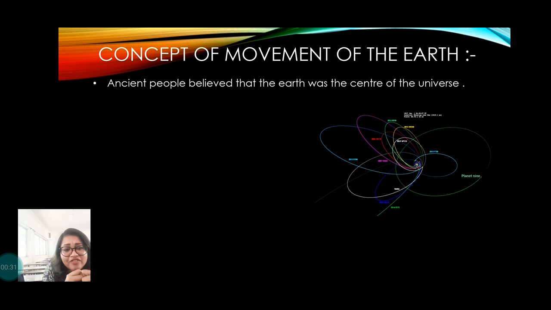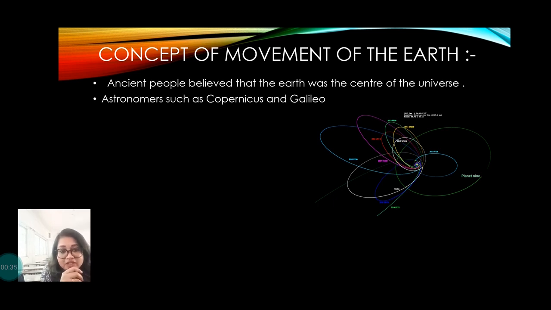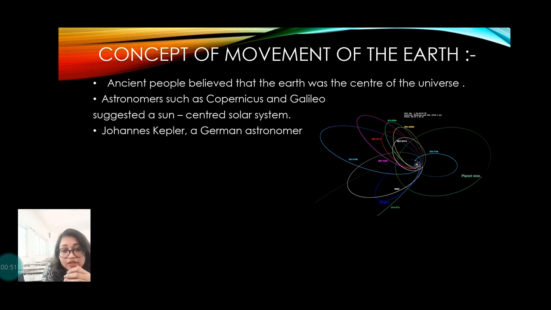At first, ancient people believed that the earth was the center of the universe. That means we are in the center, and all the other things rotate around us, right? And after that, many years before, Copernicus and Galileo suggested that no, we are not in the center. The sun is in the center of our solar system.